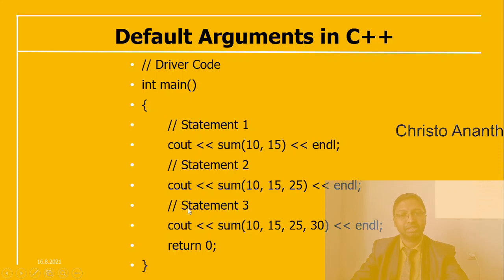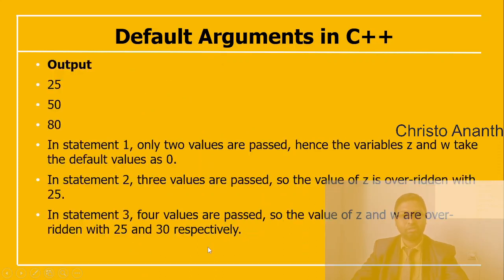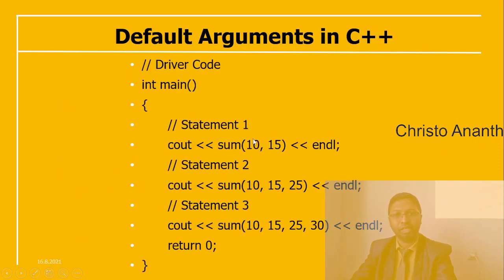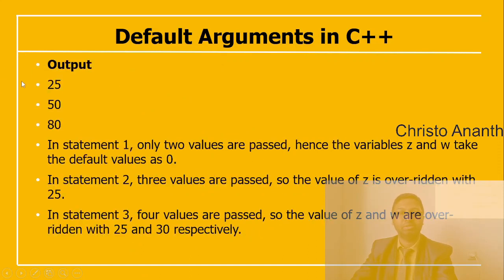So that's the driver code in the main function. Statement 1, cout sum of 10, 15. Then statement 2, cout sum of 10, 15, 25. Then statement 3, cout sum of 10, 15, 25, 30. Then return 0. In the output, the first one will be 10 plus 15, that is 25. This one is 50. This one will be 80. So that was how it goes.